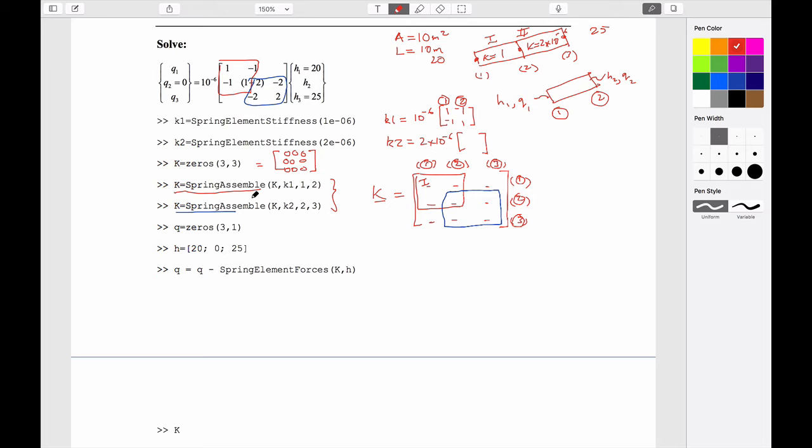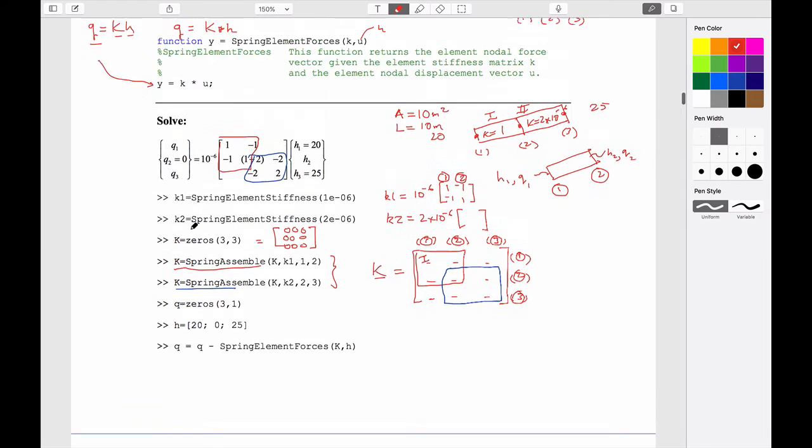We now have a conductance matrix, and we want to solve the rest of it. We can define our Q matrix. If I zoom up.